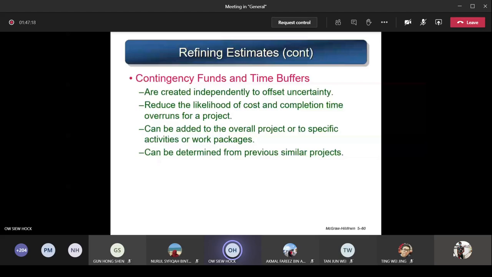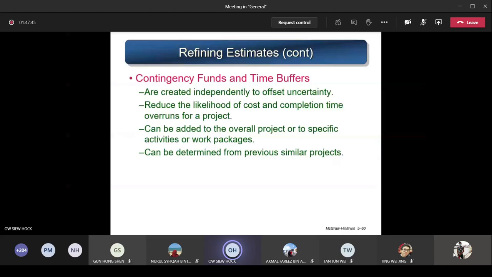Now it's exceeding the time limit because you already catered for one sum. If something happened, I will use this sum to cover whatever unexpected incident I have to attend to, right? So it can be added to the overall project or to specific activities or work packages. This contingency fund can be just a sum added to the total project, or a sum added to that particular activity or that one particular WP.